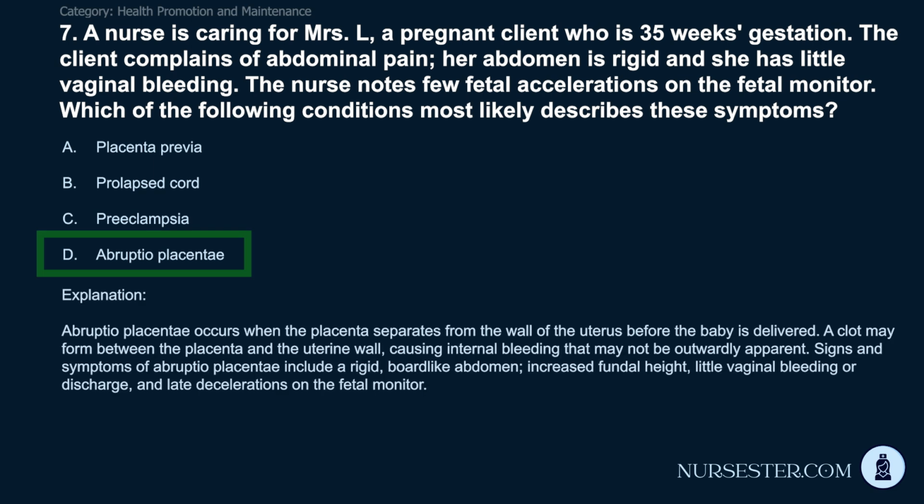Abruptio placentae occurs when the placenta separates from the wall of the uterus before the baby is delivered. A clot may form between the placenta and the uterine wall, causing internal bleeding that may not be outwardly apparent.